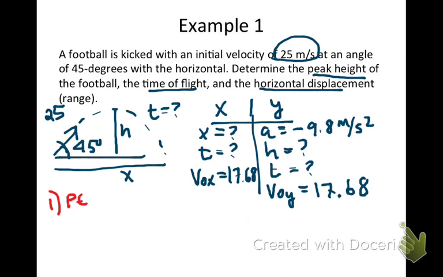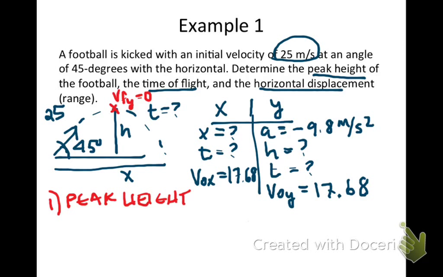Okay? So first, we're going to look at peak height, which is h. The key fact that you have to know in order to find height is that at the height, that's that little red X, the final velocity in the y direction is 0. So v sub Fy, little f, little y, equals 0.